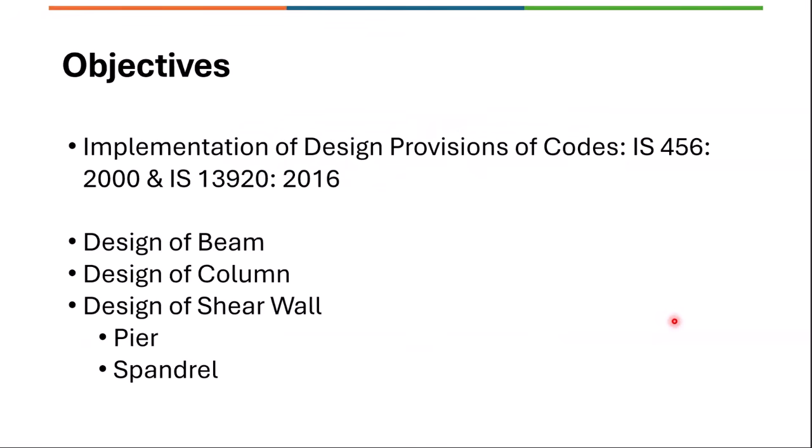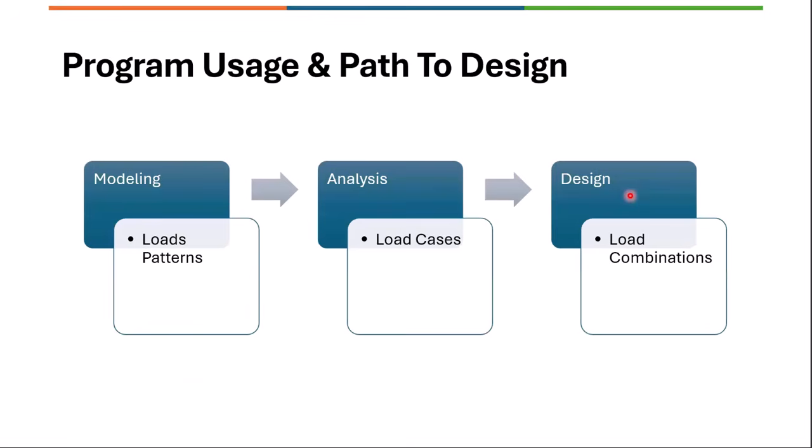So the objective of this presentation is to give the background of the design provisions of the codes IS456 and IS13920 applicable for members such as beams, columns, and shear walls. I want to make a few things clearer regarding the aspects of modeling, analysis, and design.